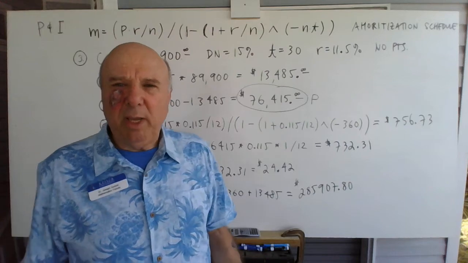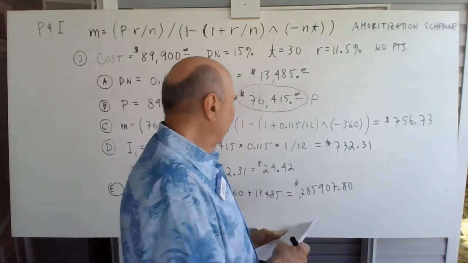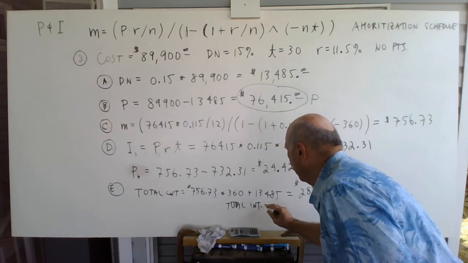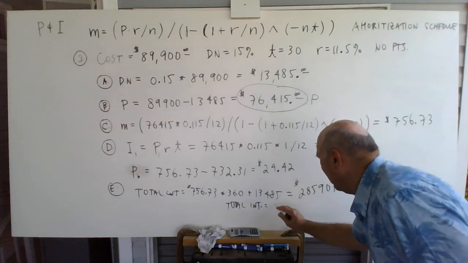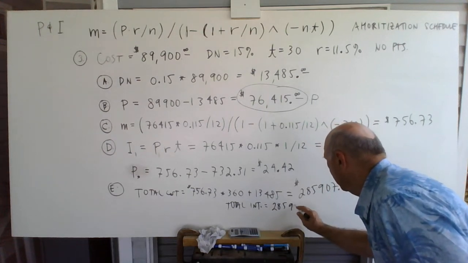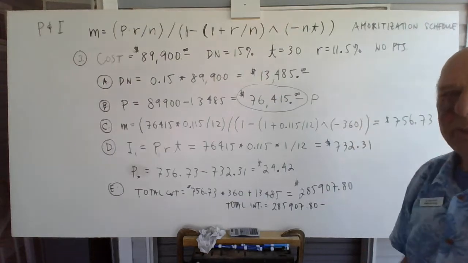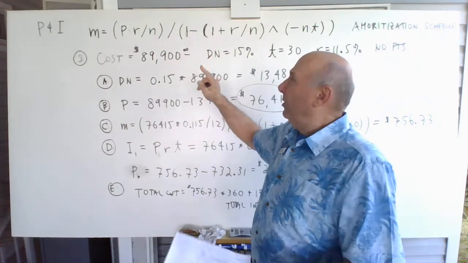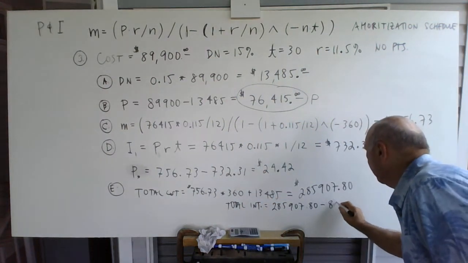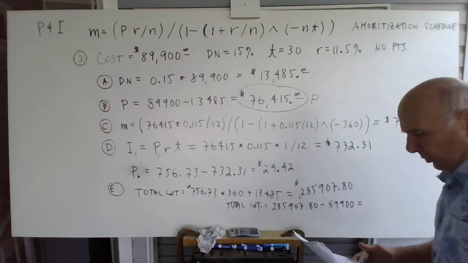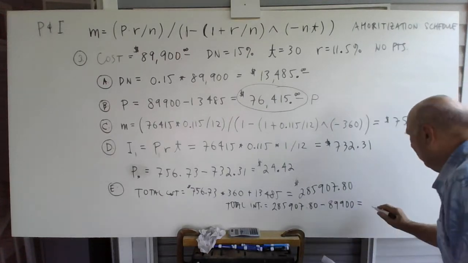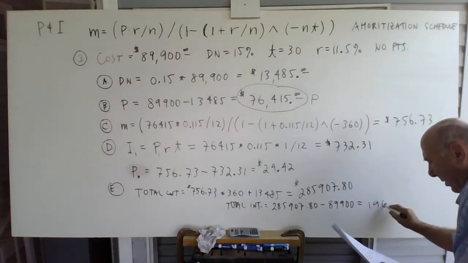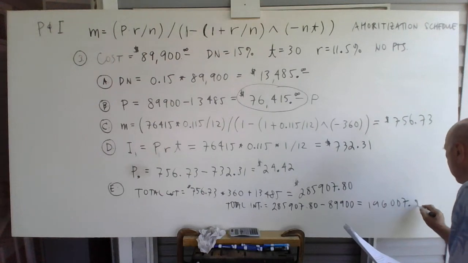So what's the total interest paid? Well, that's pretty easy. You just take the total cost and subtract the principal. The principal is the cost of the house, because included in all the P&I payments plus the down payment, he paid off the $89,900. And so the total interest that he pays is $196,007.80.